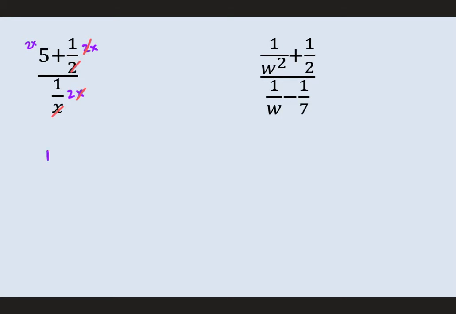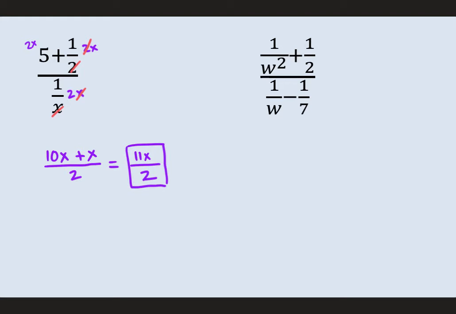2x times 5 is 10x. 1 times x is just x. And on the bottom, 1 times 2 is just 2. If there's anything else that continues to simplify, we should absolutely do it. On top we have like terms now: 10x plus x is 11x, over 2. Perfect, there's our answer.